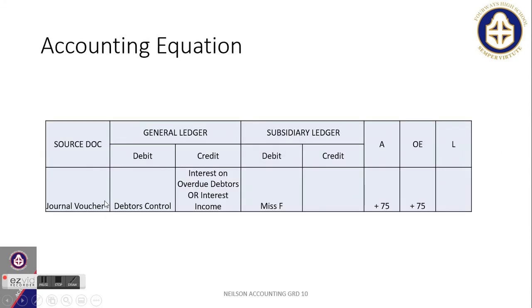If we look at the accounting equation effect, the source document would be the journal voucher. We would debit debtors control and credit the interest on overdue debtors. And because we are debiting debtors control, we would also, through the subsidiary ledger, debit the individual account of Miss F. The effect in the accounting equation is that debtors control is an asset, and if we debit an asset, we are increasing the assets. Interest on overdue debtors is an income. Income forms part of owner's equity, and income increases on the credit side. So if I increase an income account, I will increase owner's equity.